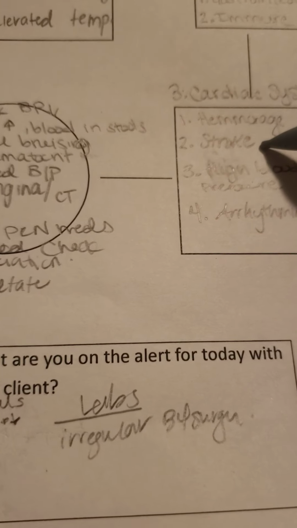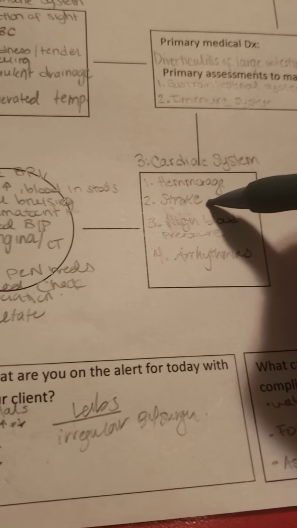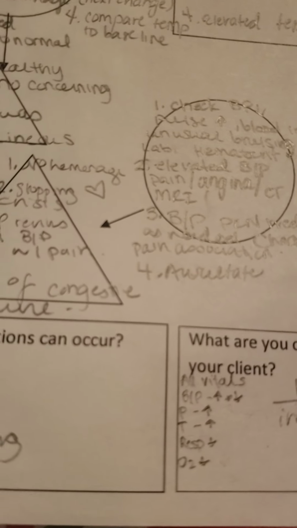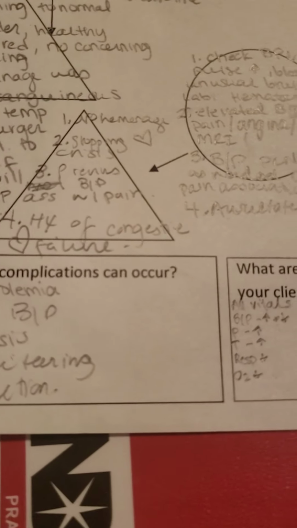Then we want to assess for stroke, because the patient did just have surgery. Also, my patient specifically has hypertension. So you want to check for elevated BP, pain, angina. And then you could do a CT or MRI if that was something that the healthcare provider wanted to do.